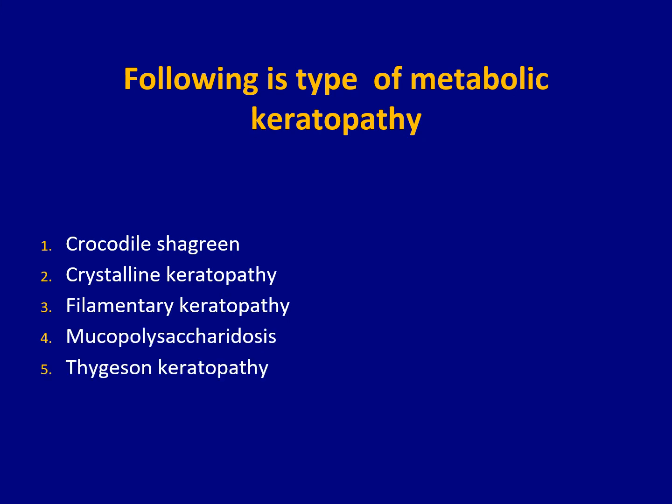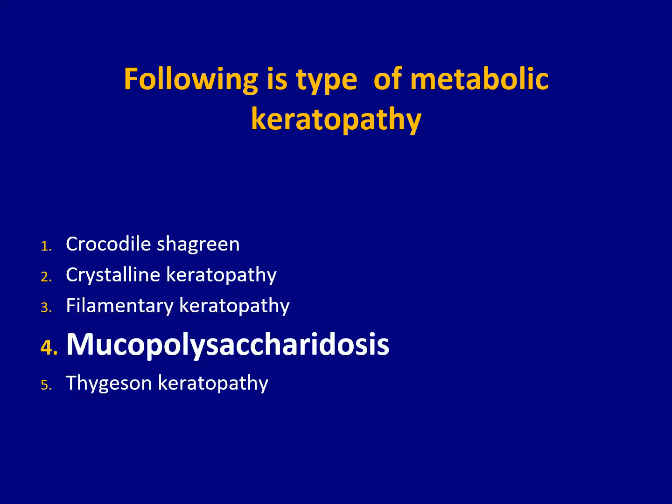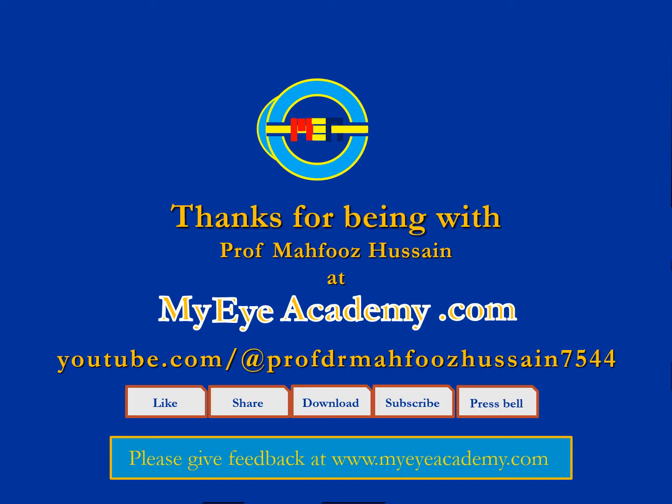Following is the type of metabolic keratopathy again. This time, these are all the old options. So the only one left is mucopolysaccharidosis, and we know mucopolysaccharidosis is a metabolic disease, so that would be the answer. Yes, mucopolysaccharidosis is the answer. So all you have to remember is 2-3 slides and you can answer a variety of different MCQs in this section.